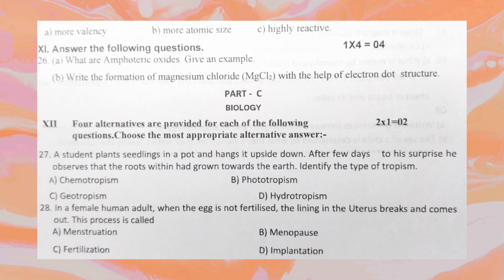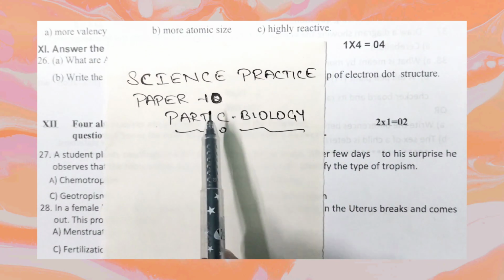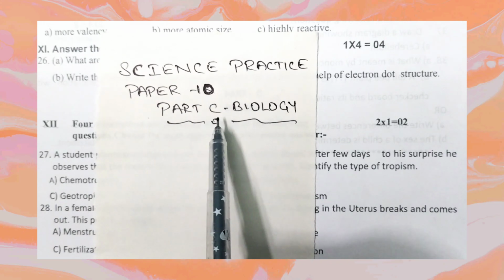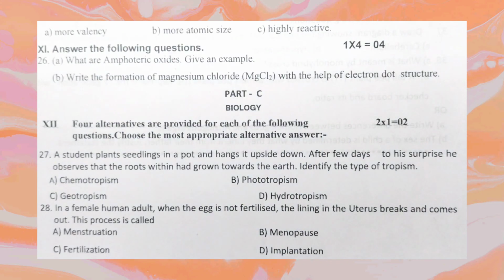In this video, we are going to answer for science practice paper number 10. Already we have finished physics and chemistry part. Now the remaining part is part C, biology. In that one, let us see the 27th question.